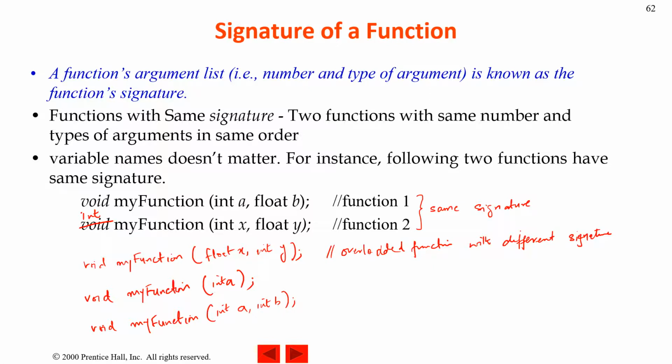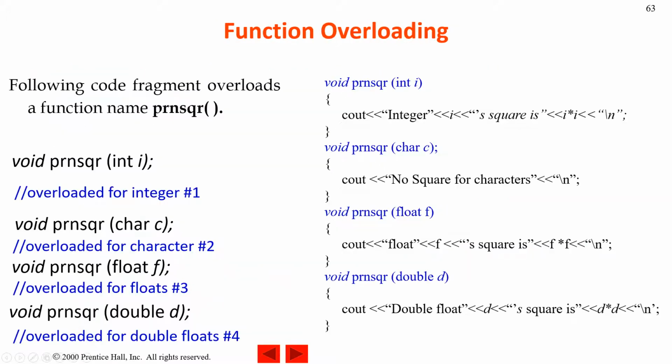So return type या वेरिएबल के नाम, इनसे फ़र्क नहीं पड़ता. फ़र्क किससे पड़ता है? या तो ऑर्डर चेंज हो, या नंबर ऑफ पैरामीटर्स चेंज हो, या उनकी डेटा टाइप चेंज हो. इधर भी दो हैं, इधर भी दो हैं, लेकिन इसमें सेकंड फ्लोट है, इसमें सेकंड इंट है. So these three are acceptable function overloadings.